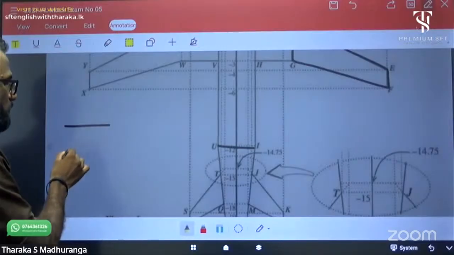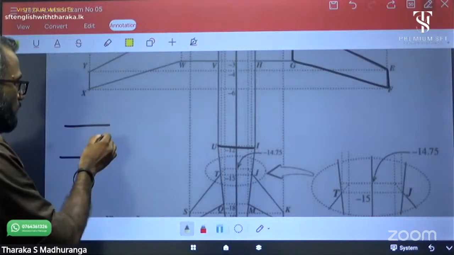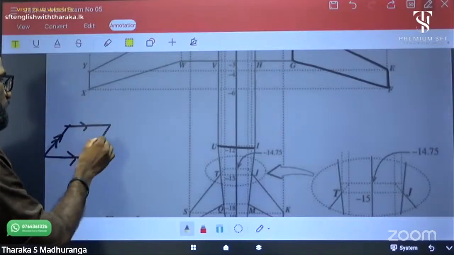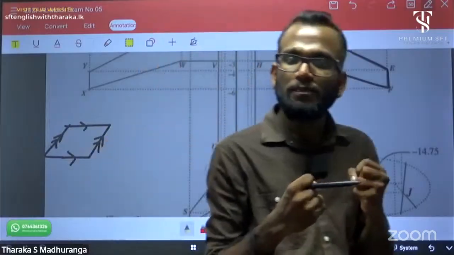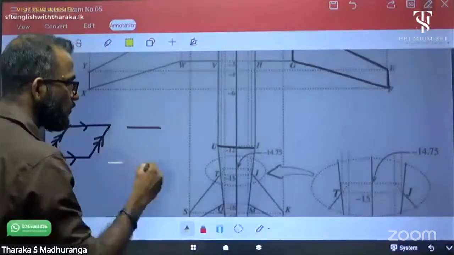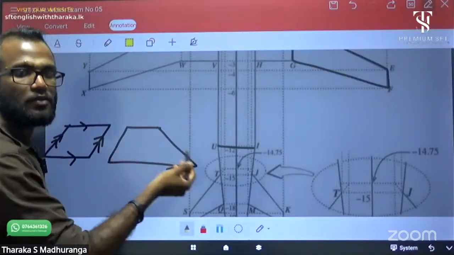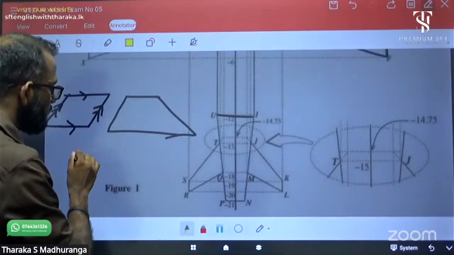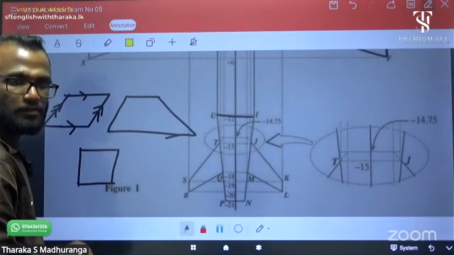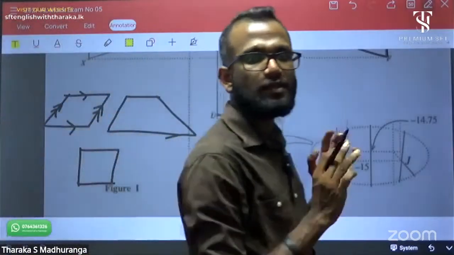Okay, this is a parallelogram. Both pairs of sides are parallel to each other, right? That's called a parallelogram. But what's the meaning of trapezium? Trapezium means only two sides parallel. The other two are not parallel. That can be like this, like this. They are also trapeziums. Two sides parallel, other two not parallel. That's a trapezium.